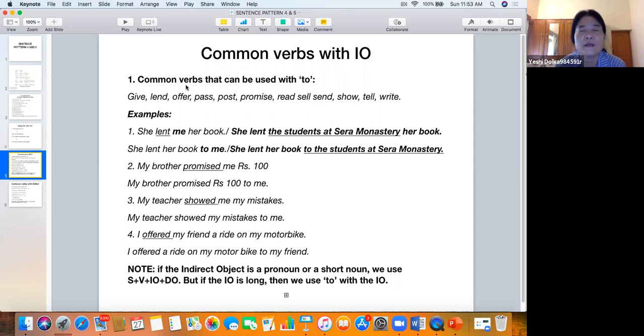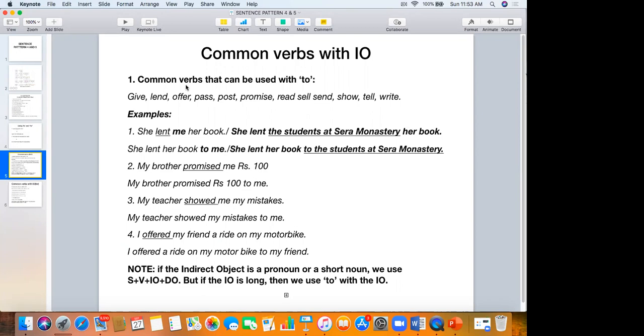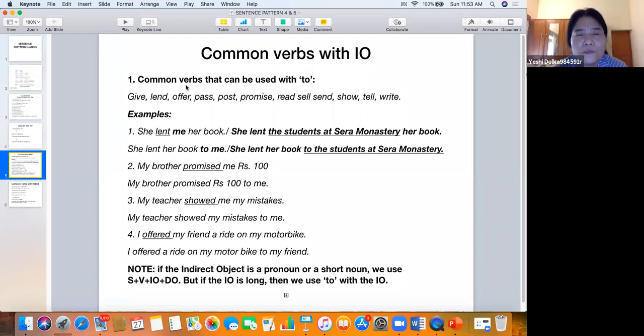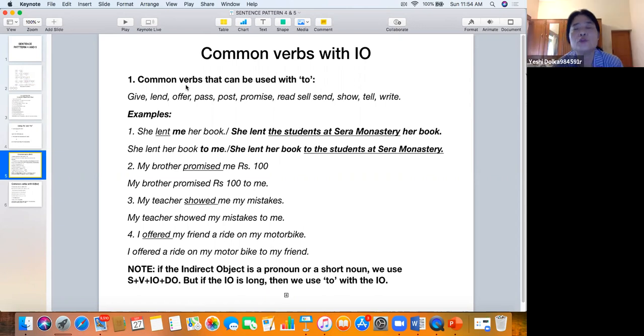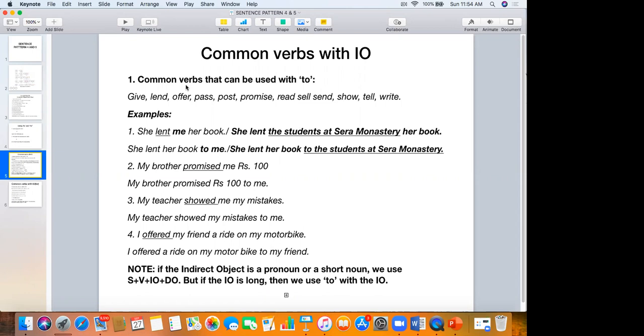Okay, put a "to" there. Can you put a "to"? Same sentence. She gave food to the beggar. Yeah. She gave food to the beggar. Okay, yes.